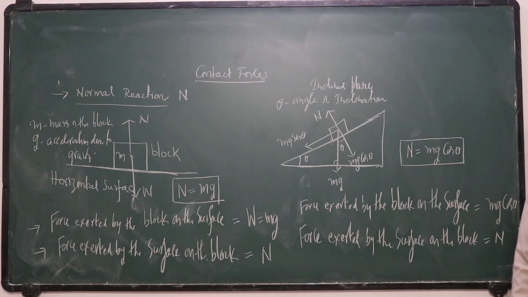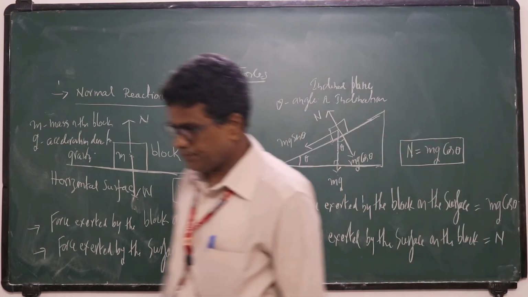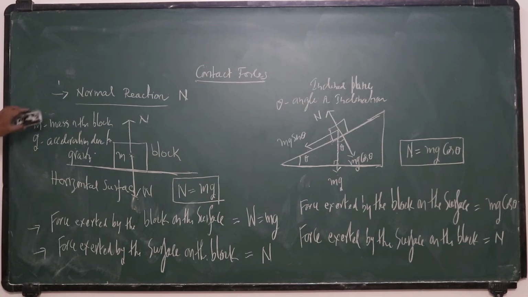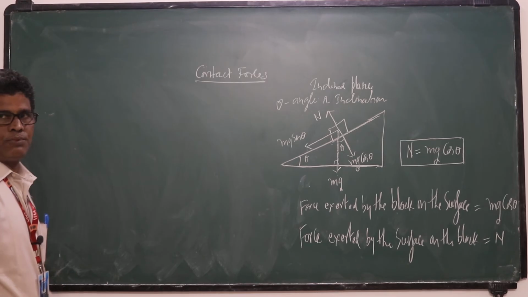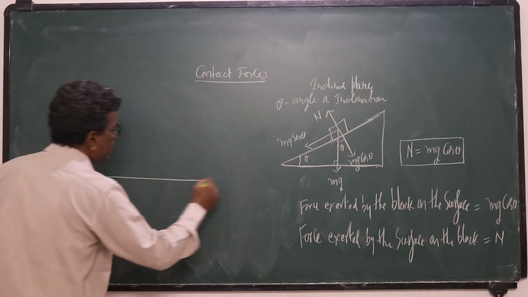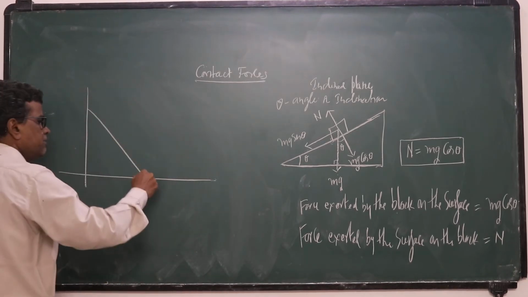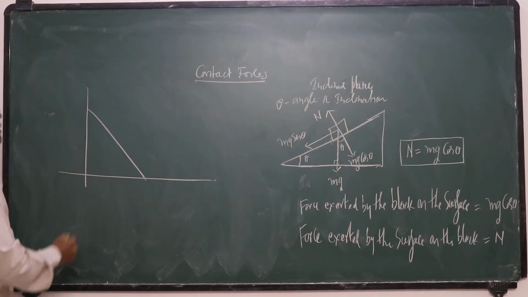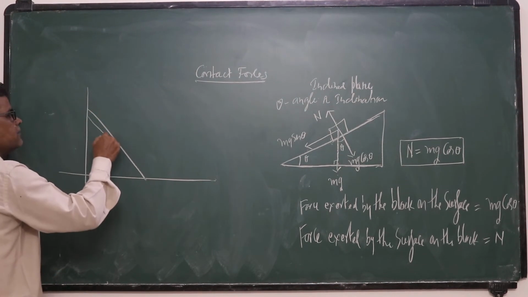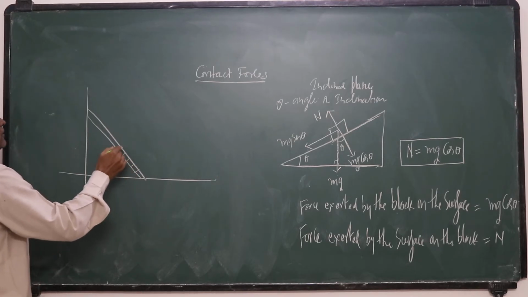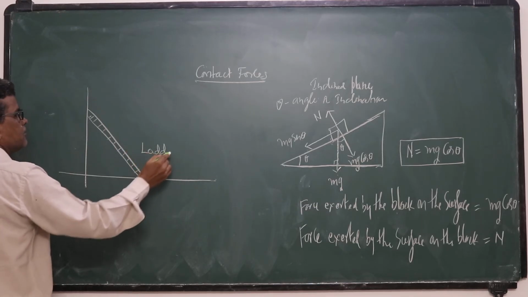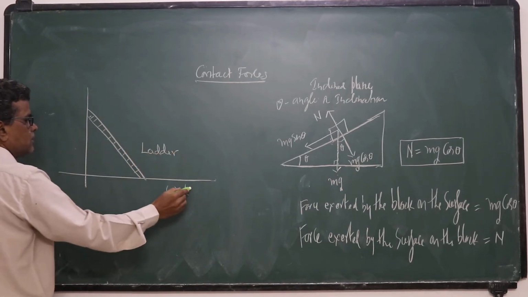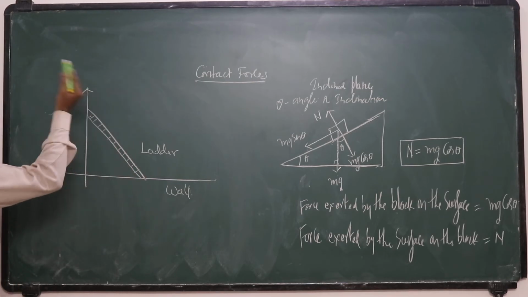Okay, so this is one example of normal reaction, and I will explain a few more examples. Suppose there is a ladder. The ladder is placed like this. This is the ladder. These are walls. This is a horizontal wall, and this is a vertical wall.